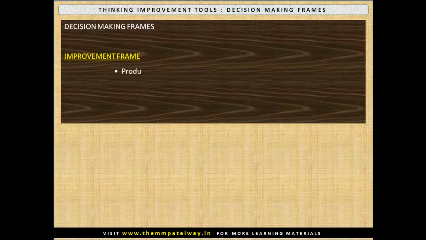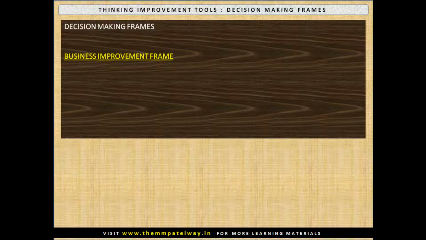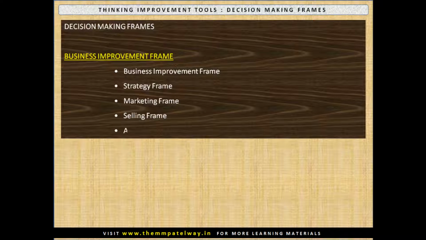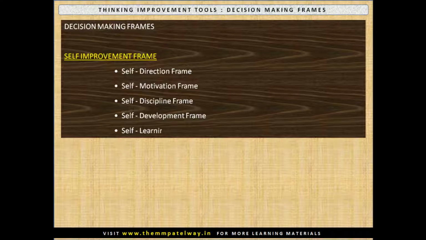Improvement frame. Productivity improvement, quality improvement, delivery improvement and continuous improvement frame. Business improvement frame. Business improvement, strategy, marketing, selling and advertisement frame. Self-improvement frame. Self-direction, self-motivation, self-discipline, self-development and self-learning frame.